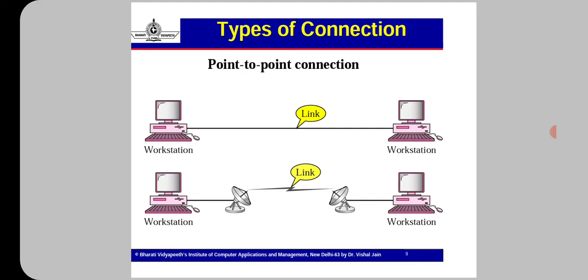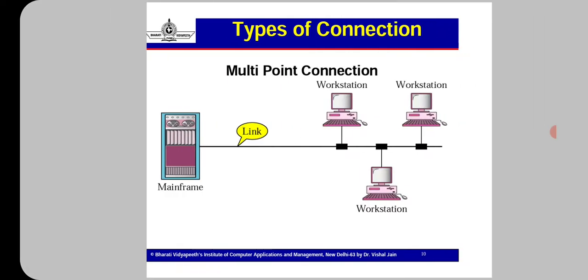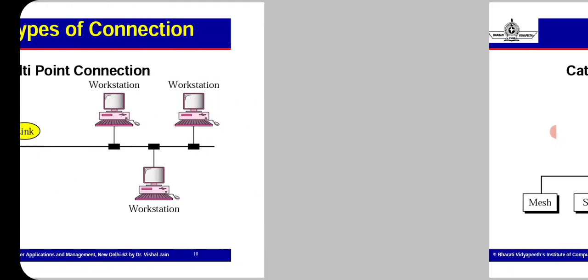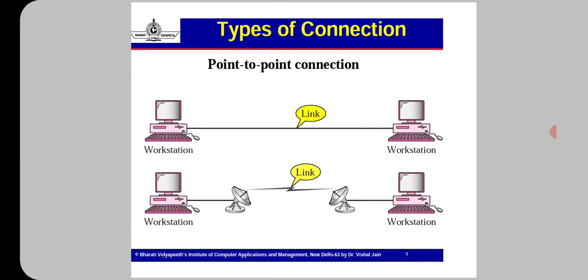So similarly, what are the different types of connections used in a network? Generally in networks and data communication, there are two types of communication modes or methods used. First one is called point to point communication, and the second one is called multi-point connections.